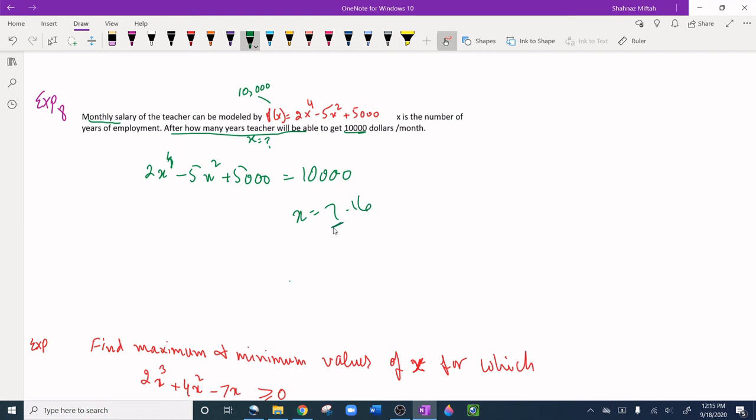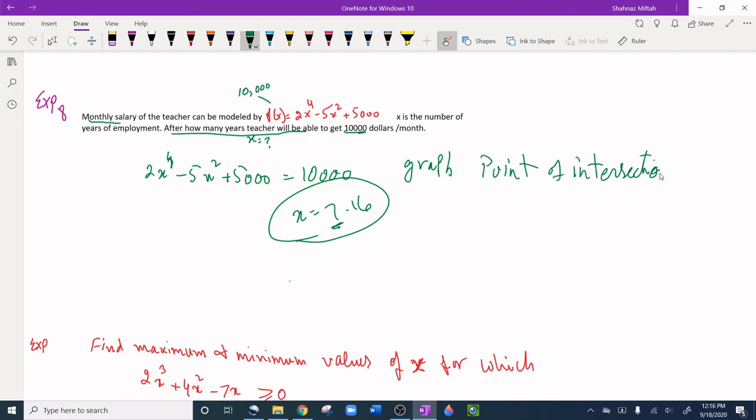So it means after 7 years, the person will be able to make $10,000 per month. The teacher will be able to make it. So you graph both sides and find the point of intersection. And I showed you guys several times how to use a calculator on that.